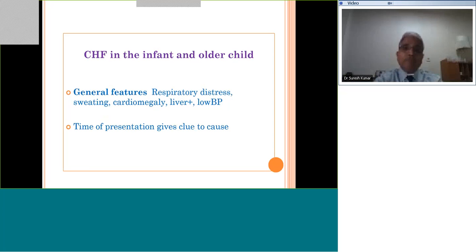When you have heart failure in the infant or older child, the general features would be respiratory distress, sweating, cardiomegaly, hepatomegaly, and often a low blood pressure. It's important that not only do you recognize congestive heart failure from the symptoms, but you note the actual timing of presentation. If you're seeing a 3 months or a 6 months old baby, in the last 3 or 6 months, when exactly did the mom observe the symptoms of heart failure?